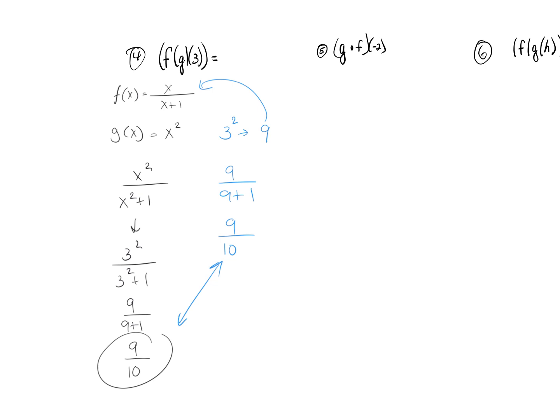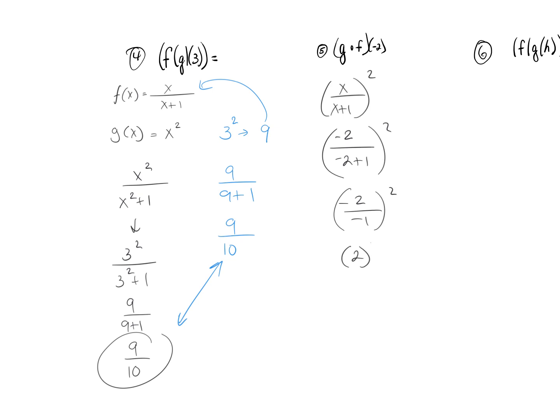So for number 5, we have g composed of f. So we're going to plug f into g of x, of negative 2. So again, we can do it 2 different ways. The first one being you can plug it in everything. So it's going to be x over x plus 1 squared. When you plug in the negative 2, it is negative 2 over negative 2 plus 1 squared. We end up with negative 2 over negative 1 squared. We end up with positive 2 squared, which is just 4.